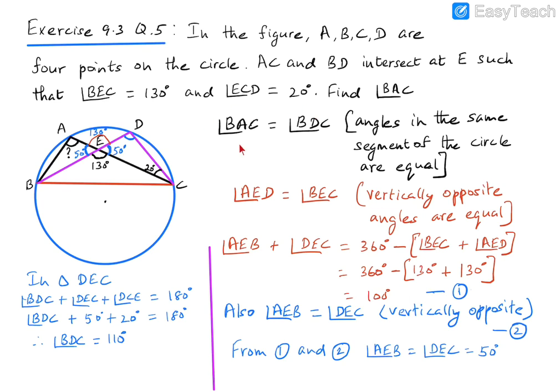And since we have established earlier that the angle BAC is the same as the angle BDC, because they are both angles in the same segment of the circle and therefore they should be equal, we now have angle BAC also equal to 110 degrees, because angle BAC is the same as the angle BDC, and we have found that angle BDC is 110 degrees. Therefore our angle BAC is also 110 degrees.